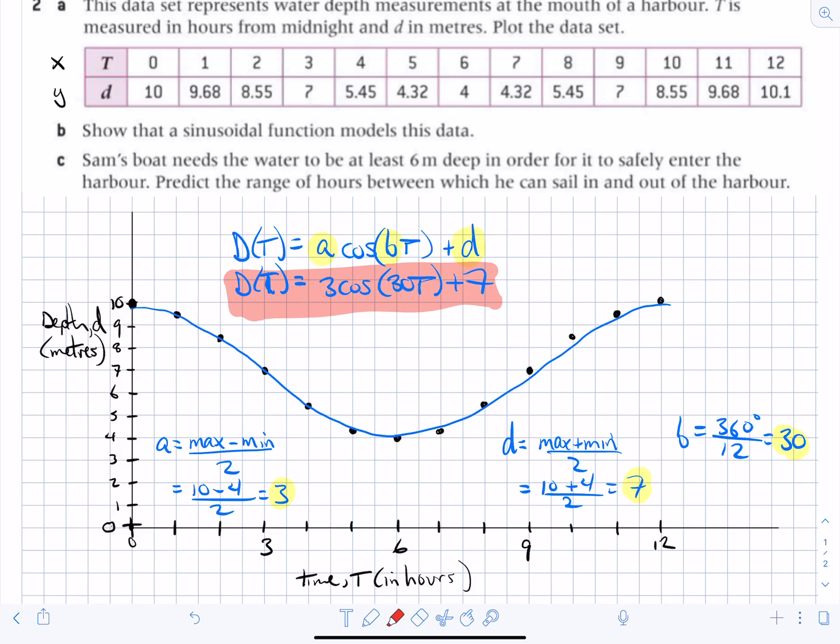Nice. Okay, so that's B, and I'll show you in a separate video how to check that on your calculator. C, Sam's boat needs the water to be at least 6 meters deep in order for it to safely enter the harbor. Predict the range of hours between which he can sail in and out of the harbor. If your graph is good, you can do this straight from the graph. If it's bad, you can graph the equation on a calculator and figure this out.